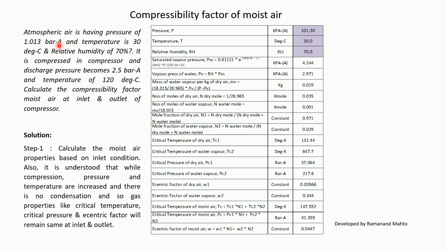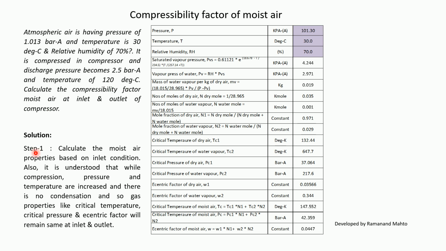Atmospheric air is at a pressure of 1.013 bar absolute, temperature is 30 degrees Celsius and relative humidity is 70%. It is compressed in a compressor and discharge pressure becomes 2.5 bar absolute and temperature 120 degrees Celsius. Calculate the compressibility factor of moist air at inlet and outlet of the compressor.